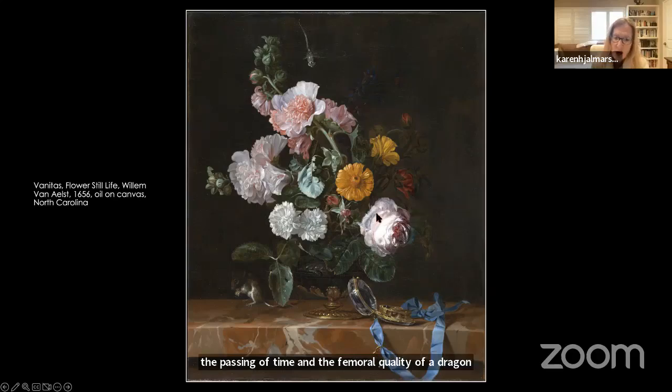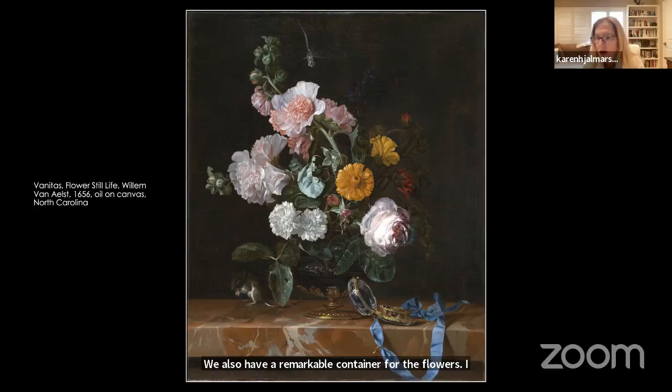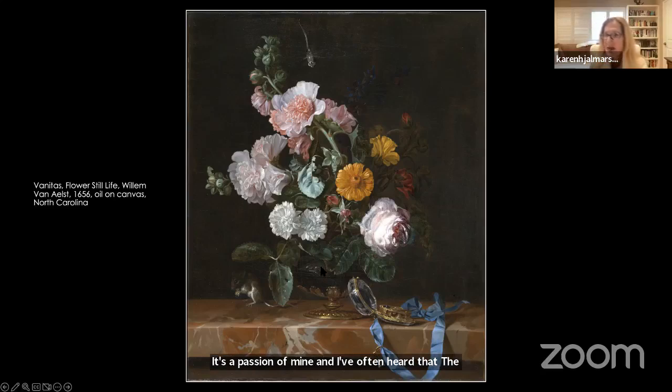We also have a remarkable container for the flowers. I do flower arrangements as a hobby. It's a passion of mine. And I've often heard that the container is very important too. And the container here happens to be a nautilus shell, because as I mentioned earlier, nautilus shells were very prized. They came from the Pacific Ocean. They were brought in from exploration and trade. And so they were very much prized. So we have beautiful glassware. We have a gold, the little mouse, and a hyper detailed, a lot of chiaroscuro as it falls on these flowers and twisted vines.